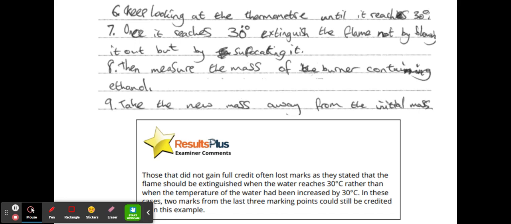The students that did not gain full credit often lost marks as they stated the temperature rise. I'll start again. They didn't get full marks because they say the burner should be extinguished when the water reaches 30 degrees C, rather than by saying the temperature of the water has increased by 30 degrees C. In this case, the student still gained 2 marks from the last 3, and so still gained some credit from the answer.